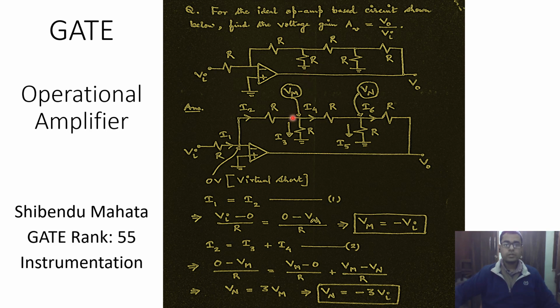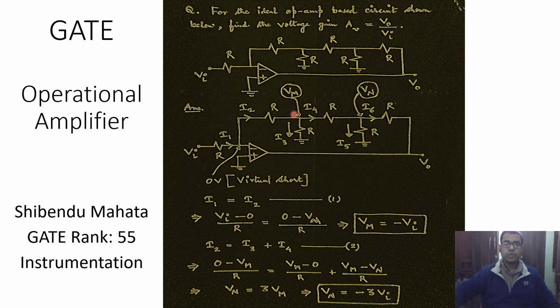So we consider the concept of virtual short, and we know that voltage at the non-inverting input terminal, which is equal to 0 volt, should be the same as the voltage at the inverting input terminal. So the voltage at this node is also equal to 0 volt. And then we identify two nodes which are unknown to us. Its voltages we can name as V sub m, and at this node we can mention it as V sub n. And then we proceed with the nodal analysis.